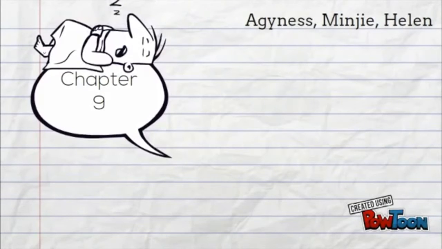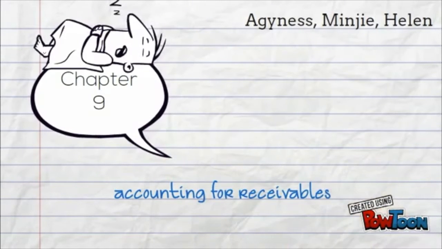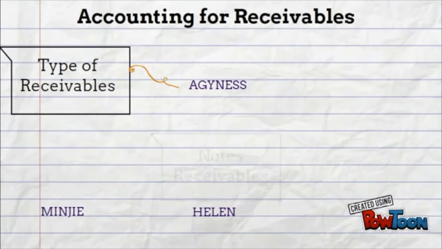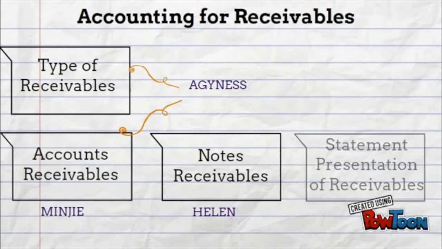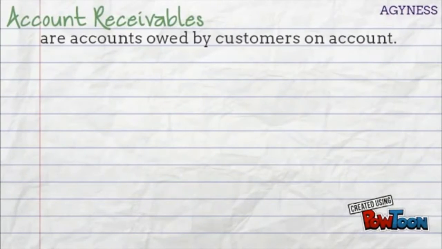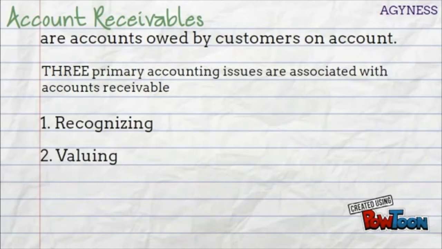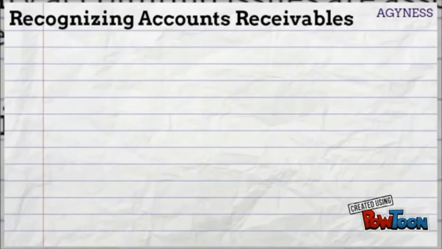Today we are going to talk about Chapter 9, Accounting for Receivables. There are three types of receivables: notes receivable, accounts receivable, and a statement presentation of receivables. Accounts receivable are amounts owed by customers on account. The three primary accounting issues are as follows: recognizing, valuing, and disposing.